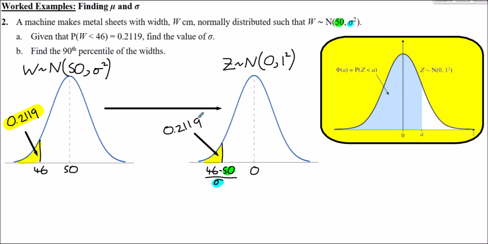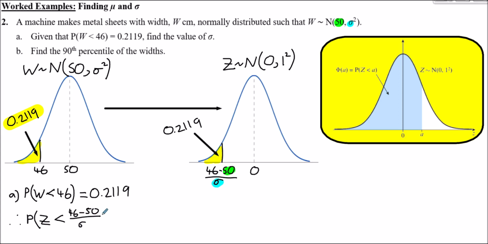So, for part A, what we need to do here is translate what we had from the original distribution to the standardised one. So we're told that the probability of being 46 or less equals 0.2119. Therefore, in terms of the standard norm distribution, that's the same as us saying the probability of it being this or less, which is 46 minus 50, divided by the standard deviation, which we're trying to find, that must be 0.2119 as well.